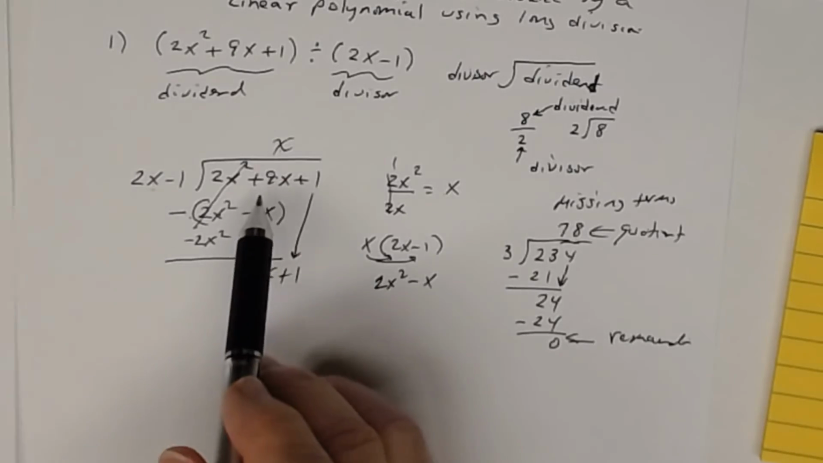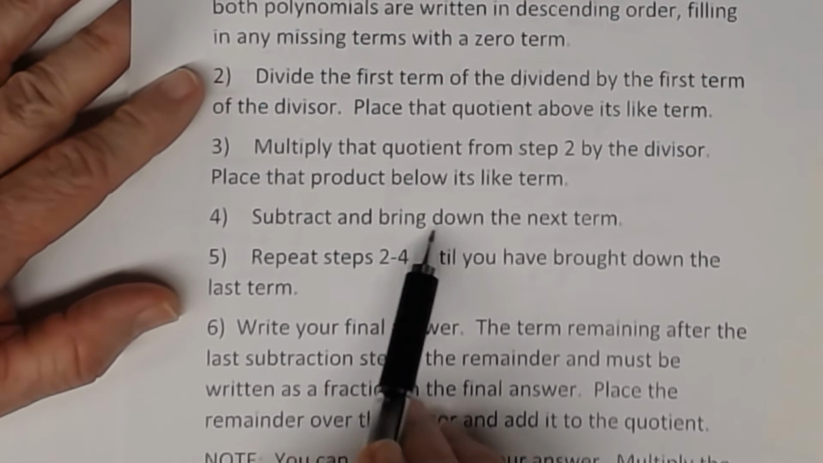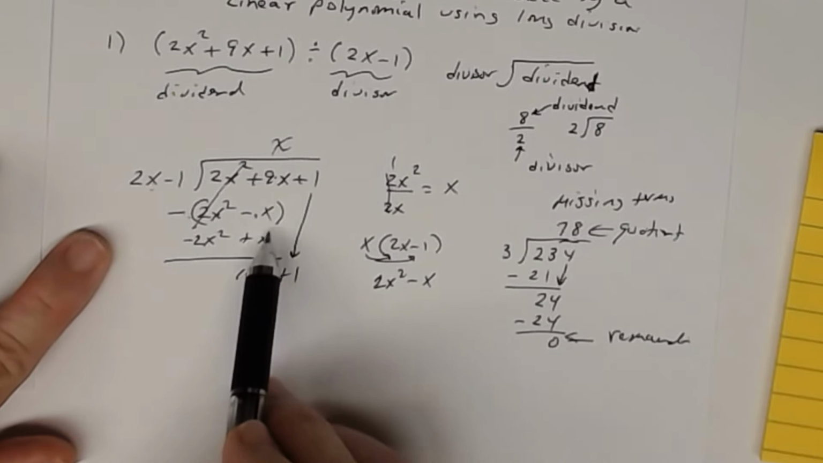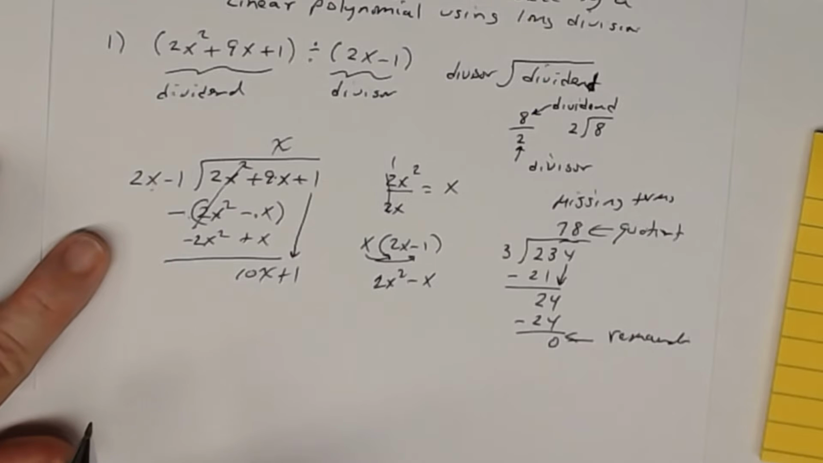All right? And then step 4 is to then subtract and bring down the next term. So we subtract right here. So we subtract, we got 10x, and then bring down the next term. So that's where we're at.